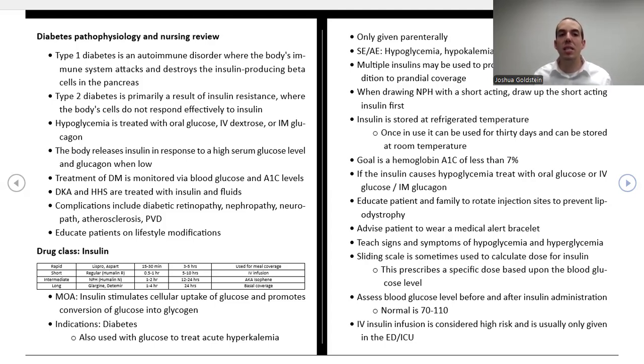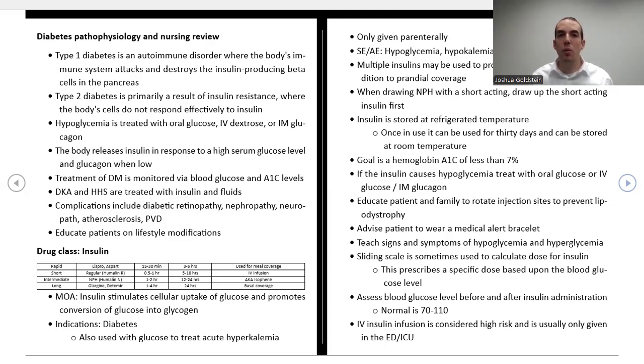Next, let's talk for just a second about DKA and HHS. DKA is diabetic ketoacidosis, and HHS is where a patient has a very high sugar level, but it's not causing ketoacidosis. So both of these are going to be treated with insulin and fluid. DKA is generally going to be more complicated because we have to fix the acidosis that comes along with it. I'm not going to get any further into it than that because for pharmacology, which is what we're doing right now, insulin and fluids is what you need to know there. Complications of diabetes. This is 100% your job to educate the patient on that.